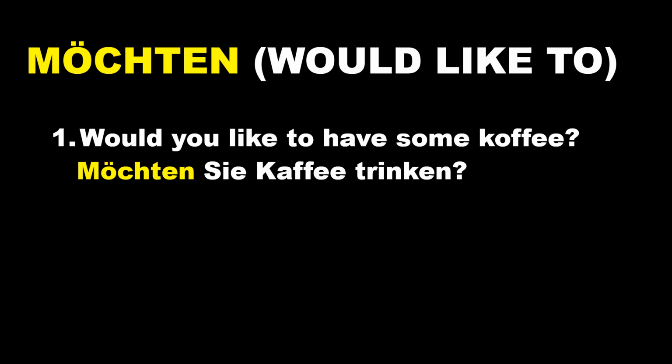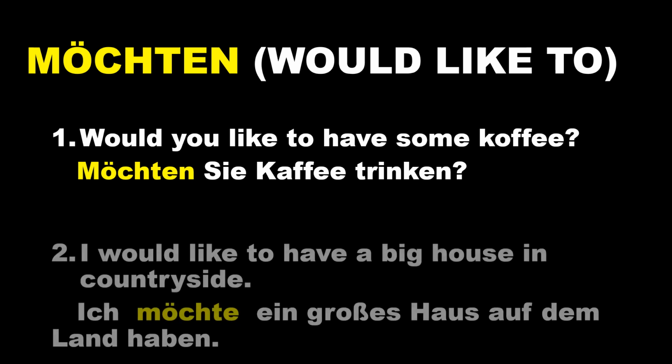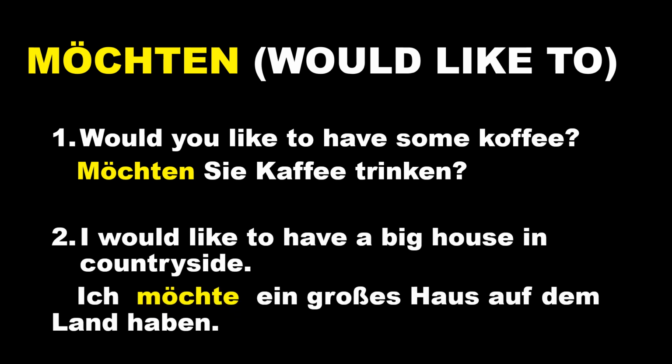Möchten, again yes or no question. That is why we have taken the modal verb at the first position, and we have conjugated it according to the personal pronoun, and the main verb trinken is at the last position. Let's take one more example. I would like to have a big house in countryside. Ich möchte ein großes Haus auf dem Land haben.